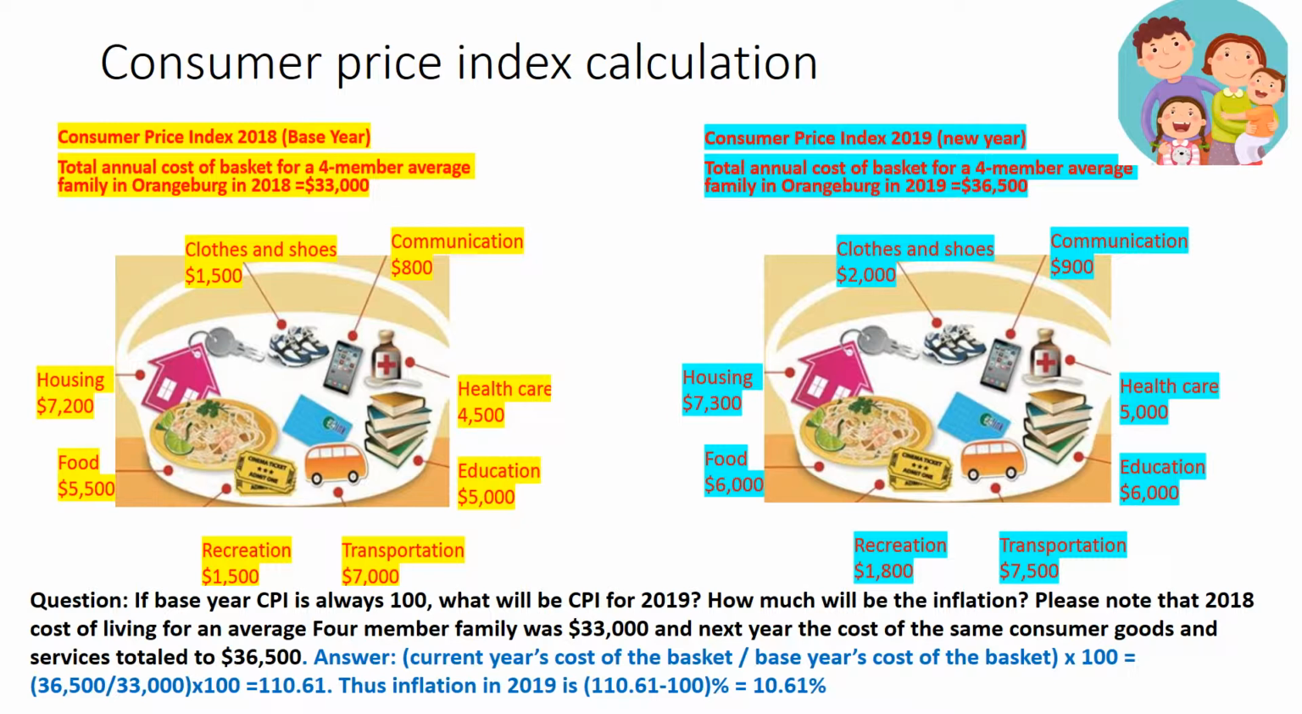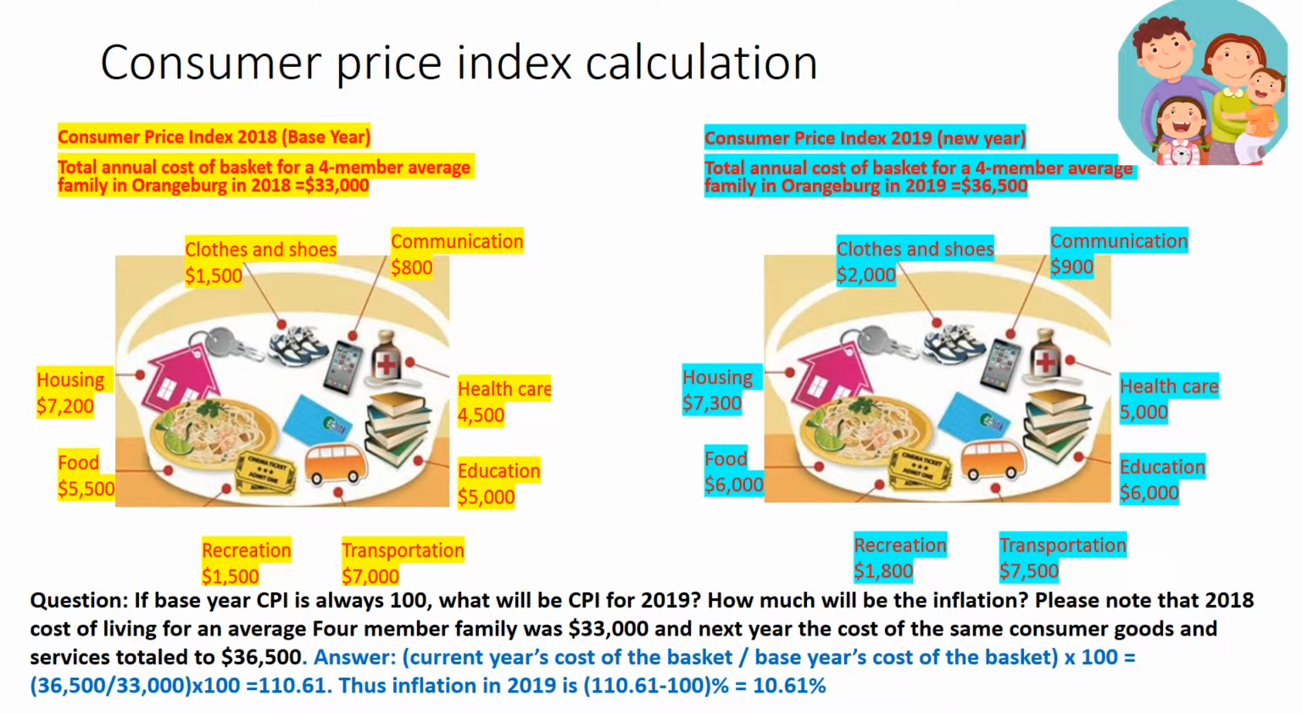Therefore, if we are calculating the inflation rate in 2019 based on CPI data, then we can say that the new year's CPI is 110.61 minus the base year's CPI value of 100. That is the percent of inflation, which gives us 10.61% inflation. So if the base year's CPI was 100 and the new year's CPI is 110.61, then the difference is the inflation rate, which is 10.61%.